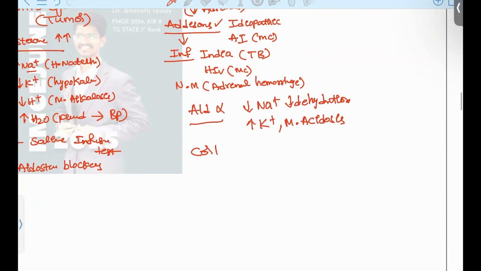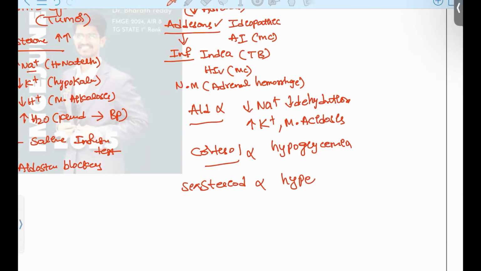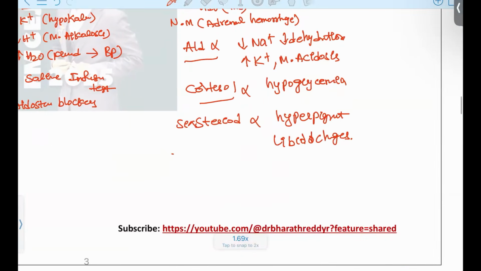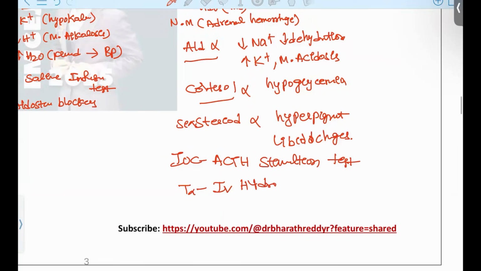Now, cortisol is not working in this patient. So when the cortisol is not working, the patient will be having hypoglycemia, and the patient's sex steroids are not working. That will be leading to hyperpigmentation, and also the patient will be having libido changes. These are the presentations of those patients who are suffering from Addison's disease. And the investigation of choice for this patient is the ACTH stimulation test. Immediately, the treatment will be IV hydrocortisone. Okay, this is the treatment of choice for this patient.